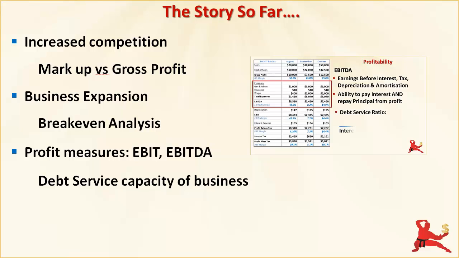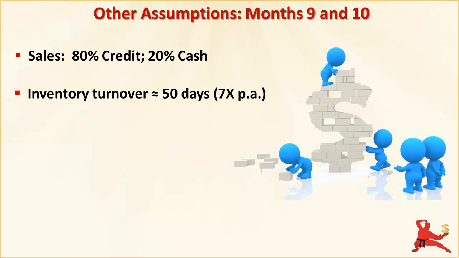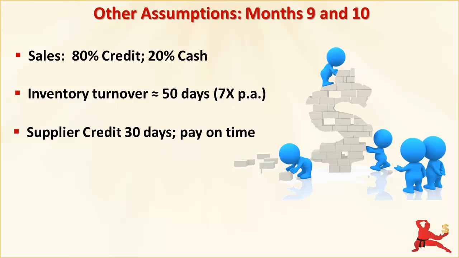And so we will now focus on the balance sheet, that's the financial position, and cash flow aspects of the business. Here are some additional assumptions about months 9 and 10 that impact our business's balance sheet and cash flow. Let's say sales stays at the same split of 80% credit terms and 20% cash terms. We'll be carrying more inventory as a result of our business growth, but we'll manage inventory levels tightly and maintain inventory turnover at around 50 days. Our supplier still provides us with 30 days credit terms and we pay on time. We have to make tax payments in October.